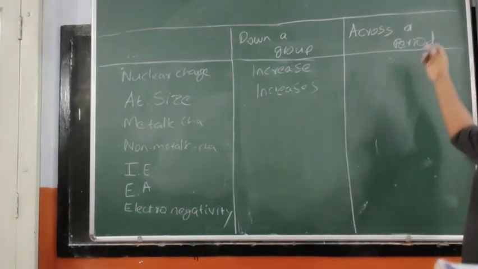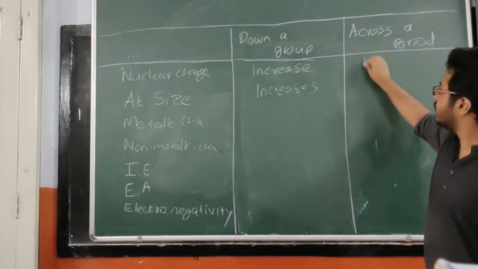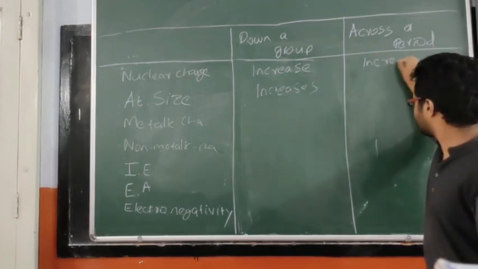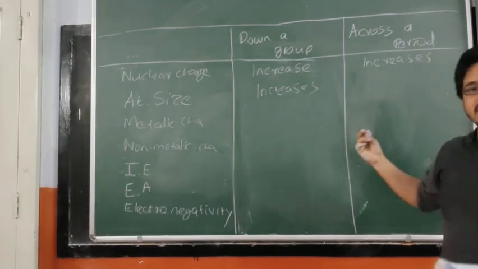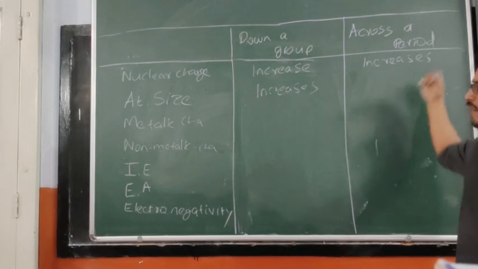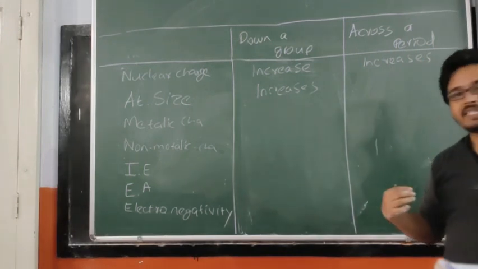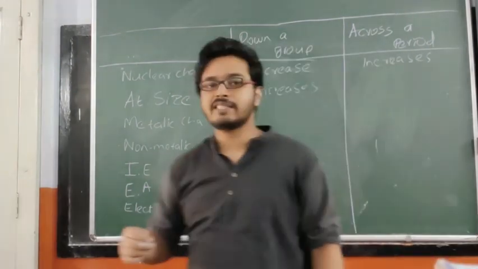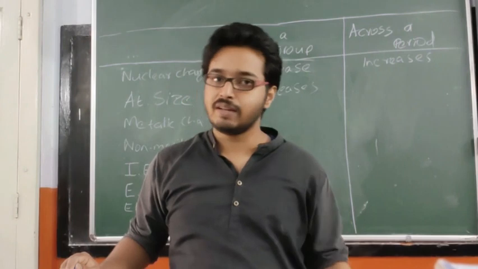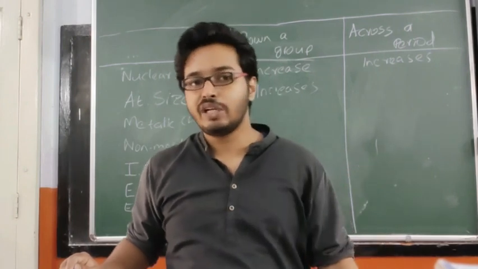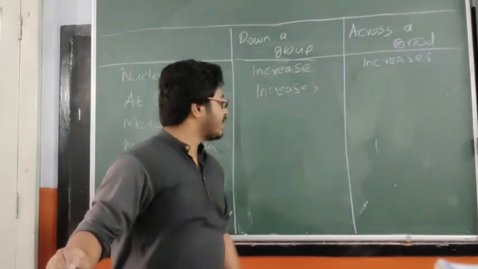Now, when we are moving across a period, again nuclear charge increases. What is the reason why nuclear charge is increasing when we are moving down a group and across a period? The reason is because the atomic number is increasing. Atomic number increases means what? The number of protons inside the nucleus is increasing, or the positive charge inside the nucleus is increasing. So definitely it will increase the nuclear charge.